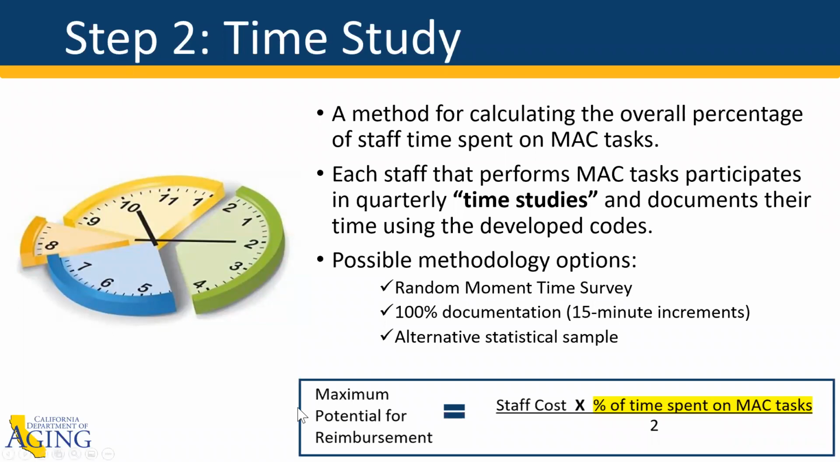In looking at the bottom of the slide, you'll see that we popped in that formula again on how to calculate the maximum potential for reimbursement. So remember, in order to do this, we need to know two things. We need to know the total cost for the position, and we need to know how much time is spent on MAC tasks. So the results of the time study, it's what's going to help us populate that percentage of time spent on MAC tasks.